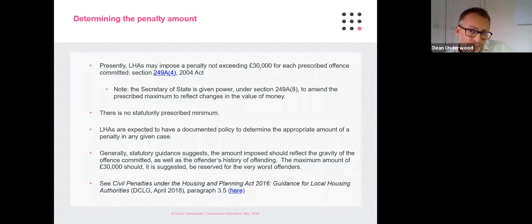determine the appropriate amount. So to that end, as you've already heard, local housing authorities are expected, the guidance says, to have a documented policy determining, not just as we've seen, how they decide when to prosecute and when to penalise, but also how to calculate the appropriate amount of a penalty in any given case. So generally, the statutory guidance suggests the amount imposed should reflect the gravity of the offence committed, as well as the offender's culpability and history of offending. And the maximum amounts, so the guidance suggests, should be reserved for the very worst offenders. Again, I'd refer you to the statutory guidance on that subject, which you can access by clicking the link.